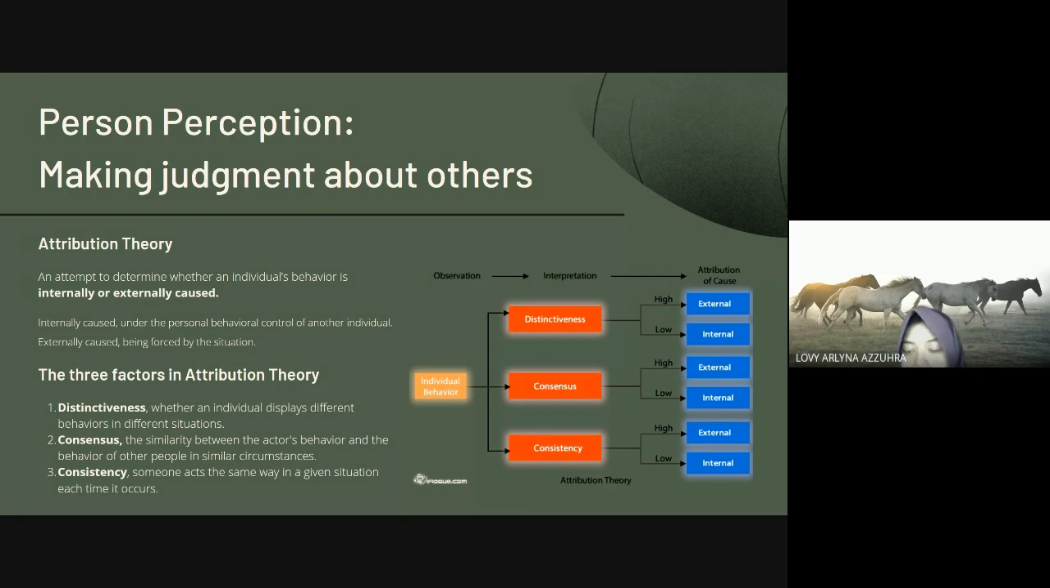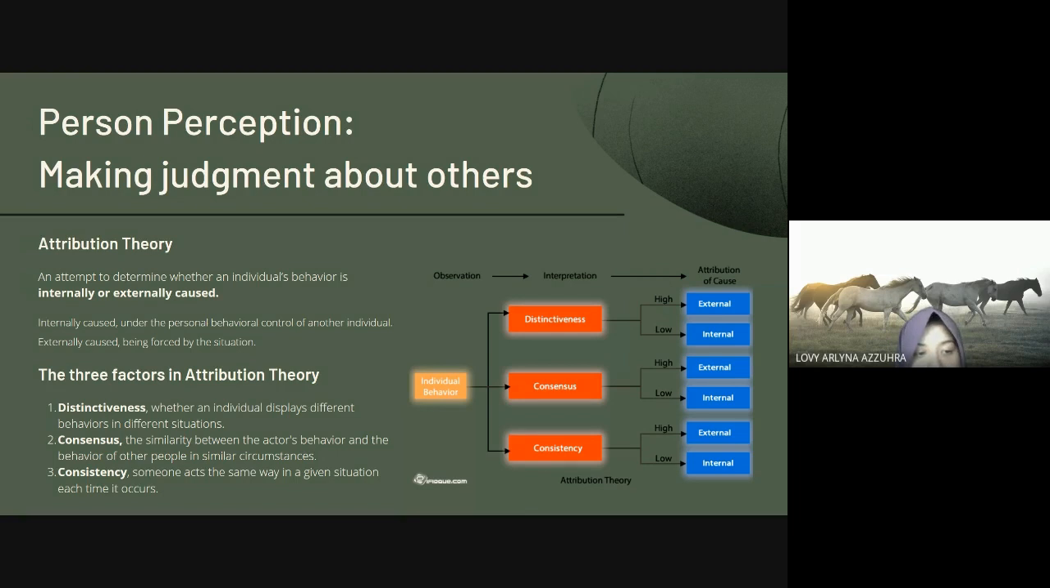So what we want to know is whether this behavior is unusual. If it is, we're likely to give it an external attribution, and if it's not, we will probably just judge the behavior to be internal. And then consensus. Consensus is whether this thing happens if everyone who faces a similar situation responds in the same way. So in here, if consensus is high, you will probably give an external attribution.